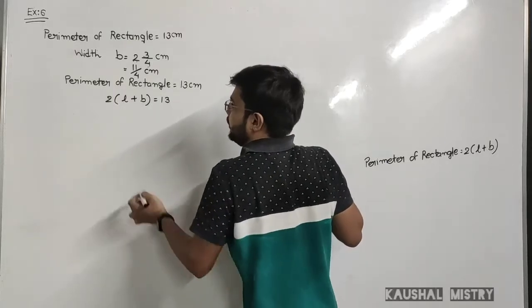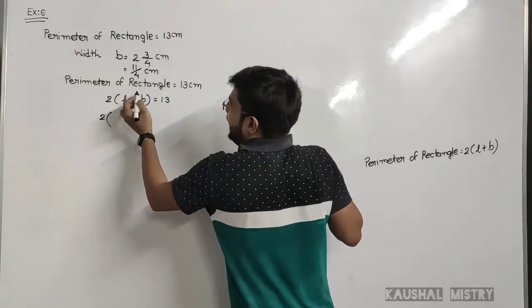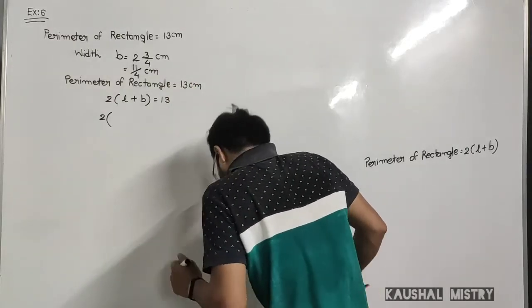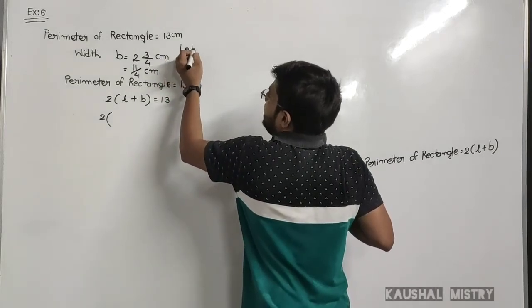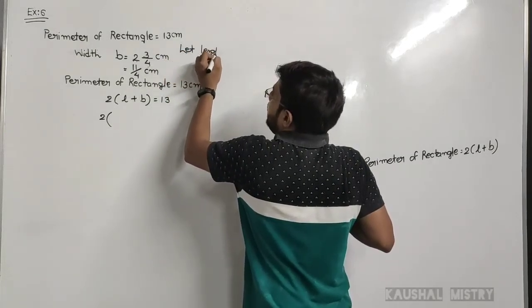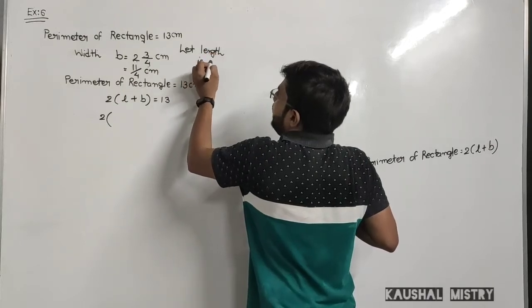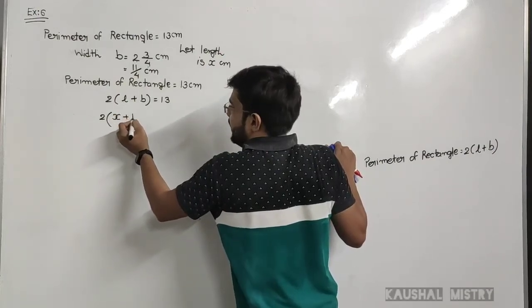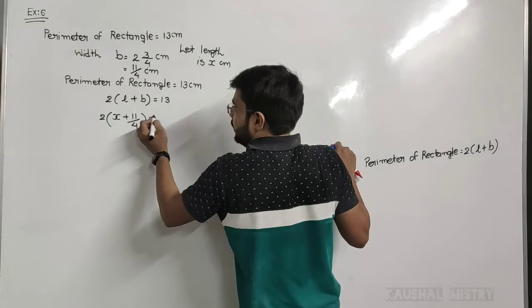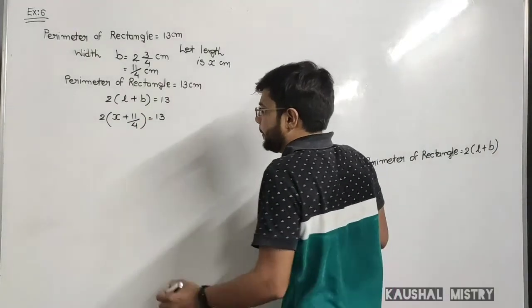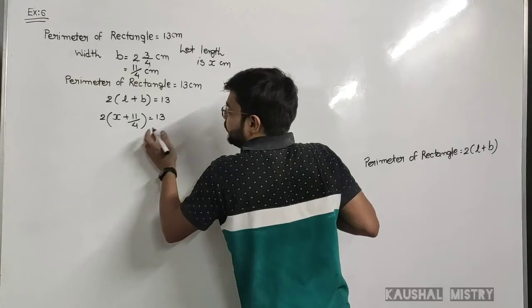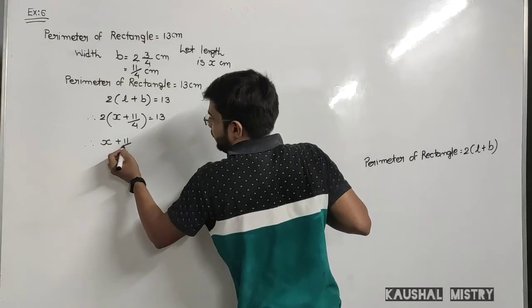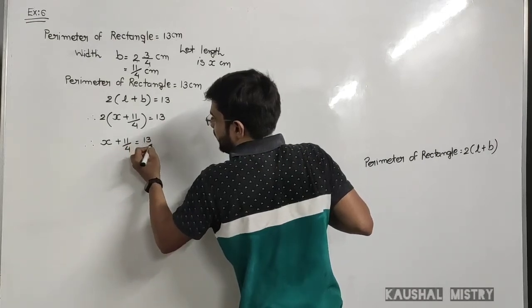That means it is equal to 13. So 2 in the bracket, L is equal to, we have to find the L, right? That means length is equal to what? Is equal to x centimeter. So x plus 11 by 4, that is equal to 13, right? Now this 2 is in multiplication, so it will go to the divisor. So it will be x plus 11 by 4 is equal to 13 by 2.